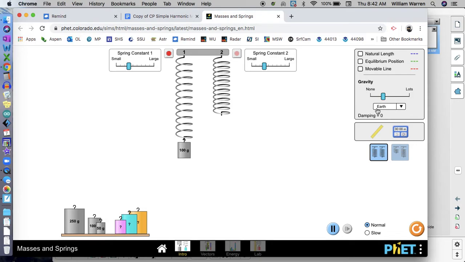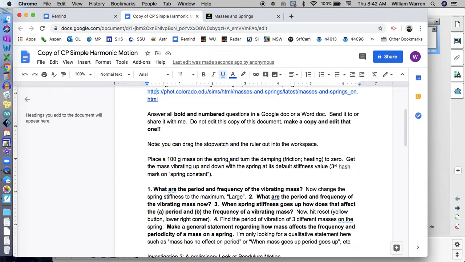If you have damping turned up, it'll come to a stop. That would be more realistic. But this will just keep going. Okay, so there it goes. It's bouncing up and down. Let's see what am I after here. Okay, get the mass vibrating up and down with the spring at its default stiffness value.